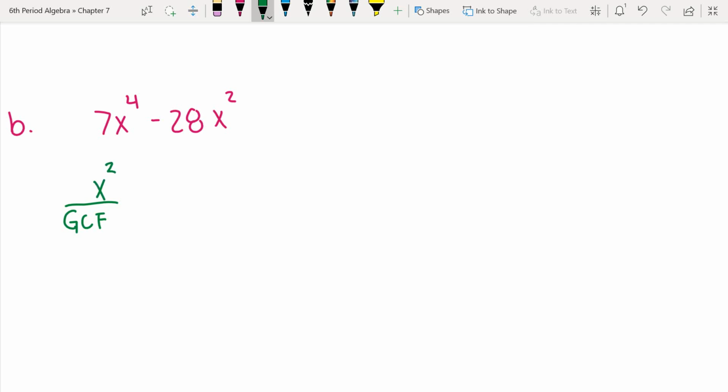I then look for, do they have a common number? Do they have a common coefficient? And between 7 and 28, their GCF is 7. That means that is also part of my GCF. Let me show the work. I factor out a 7x squared, which means I'm technically dividing it out from every term.